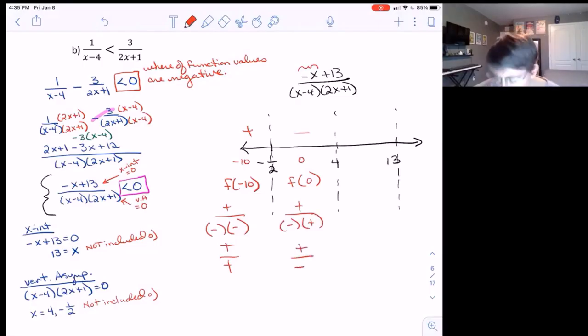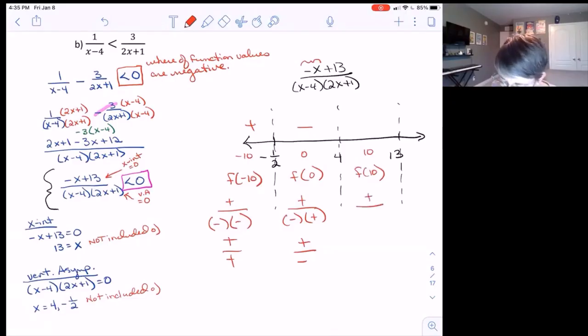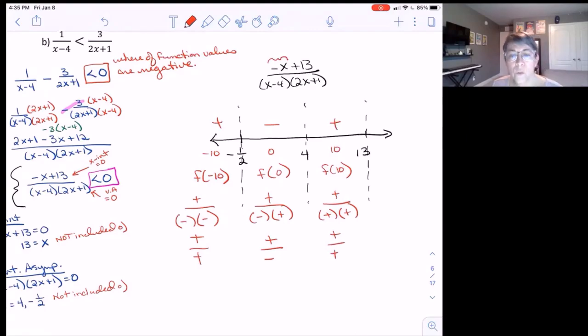Between 4 and 13, you could choose anything. I'm going to choose 10, f of 10. So the opposite of 10 plus 13 would still give me a positive in the top. 10 minus 4 is positive. 20 plus 1 is positive, so that gives us a positive over a positive. And to the right of 13, we can choose 100, f of 100. Remember, it's the opposite of x, so that's a negative 100 plus 13. So that's going to give us a negative number on top. 100 minus 4 is positive. 200 plus 1 is positive, so that's a negative over a positive, which will give us a negative number.